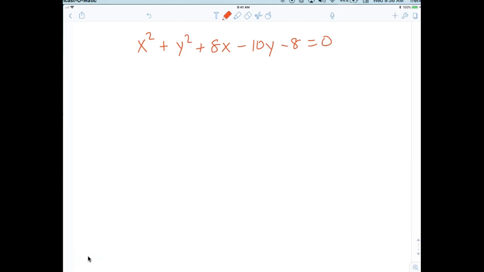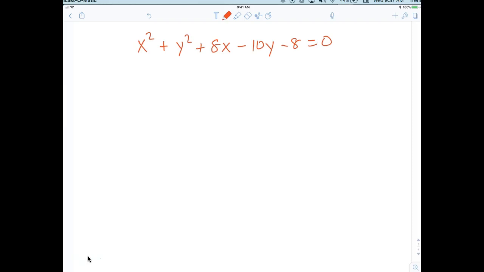The center is negative 4, 5, and the radius is the square root of 41. Where are you getting the square root of 41? No, I added 16. I added 16, 25 plus 8, 49. 16 plus 25. Calm down. Plus 8 is 49.